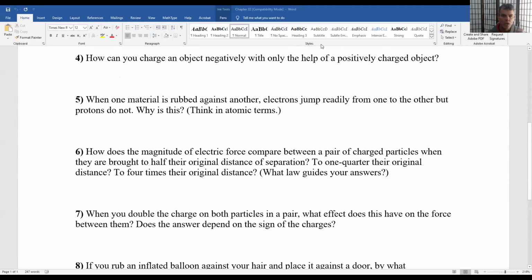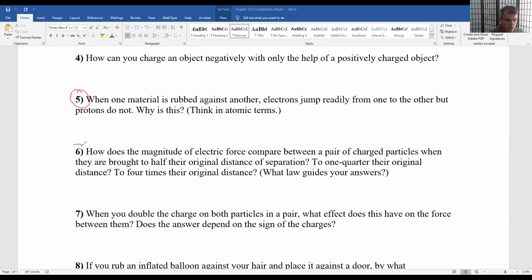Okay, so going back, let's take a look at question 5. When one material is rubbed against another, electrons jump readily from one to the other, but protons do not. Why is this? Again, protons are trapped inside the nucleus by the strong nuclear force; in essence, they can't escape the nucleus. So it's always, always, always electrons that are getting transferred.